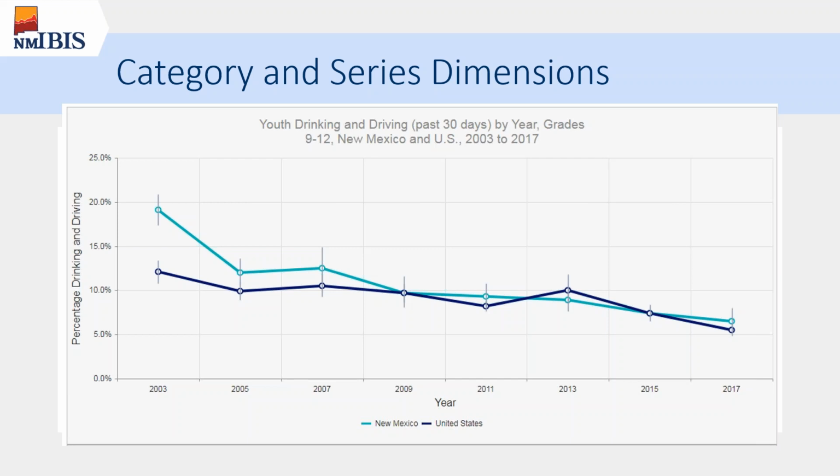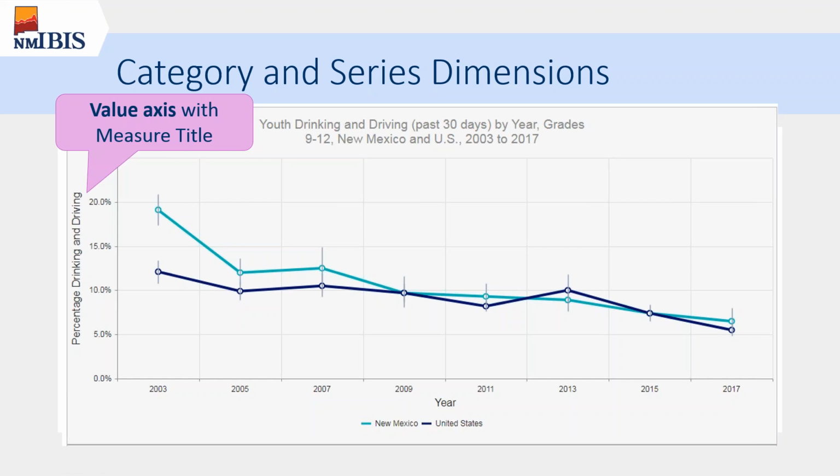Okay, so first, value axis with value title. This is a pretty classic type trend graph, right? So we've got New Mexico here in the turquoise and US in the dark blue, New Mexico and United States by year. We have a percentage drinking and driving over here on the measure value axis. So the value axis is this axis with the measure values and measure title. So if you've got the measure title and values, you know that's the value axis.